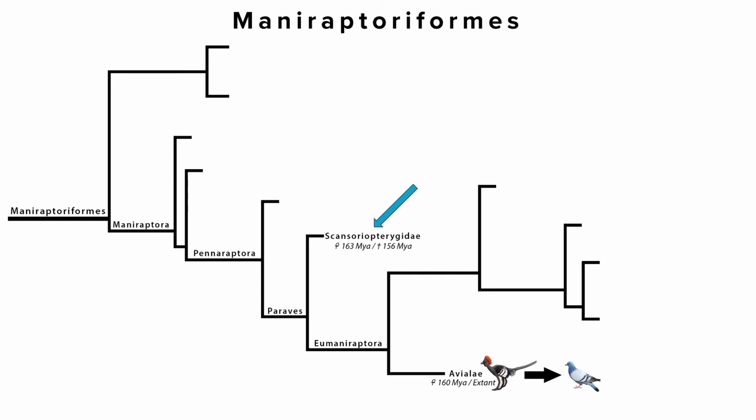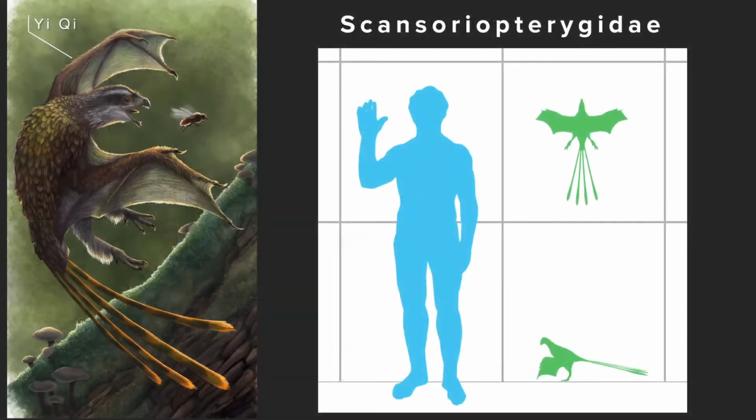And the animal that belongs to it is my favorite Jurassic dinosaur. It is called Yi-Chi. And you can see it here. It looks like it was taken from a D&D book. But it is a real animal. So it has membrane, bat-like wings. It has 4 tails. It has feathers.